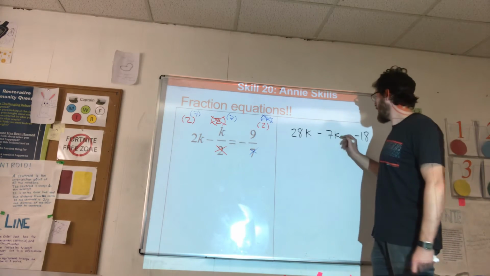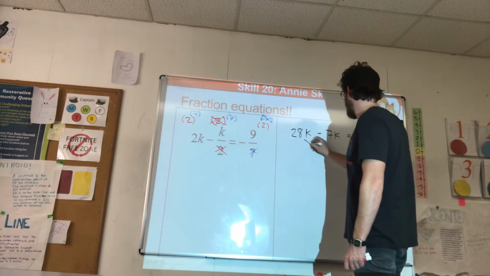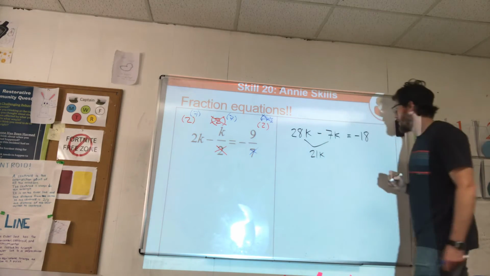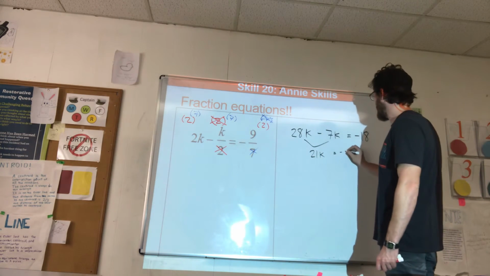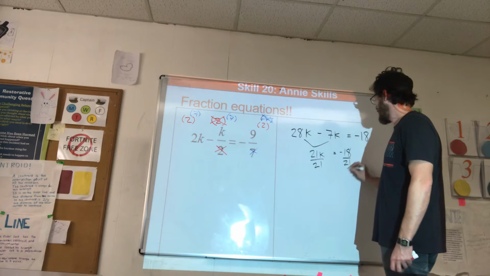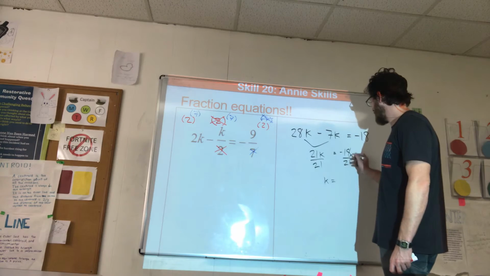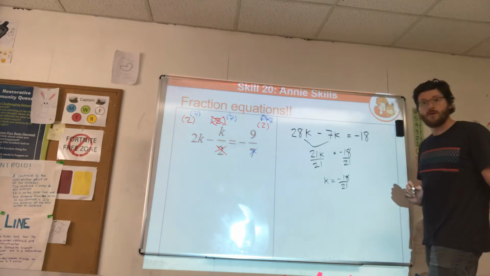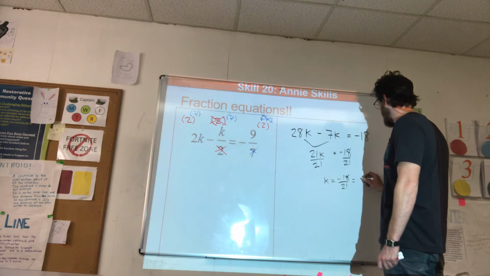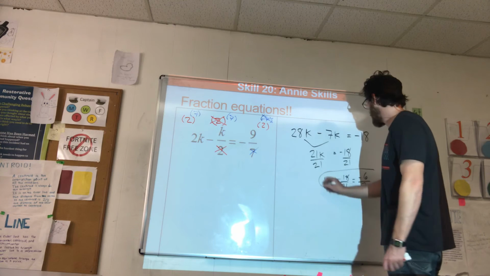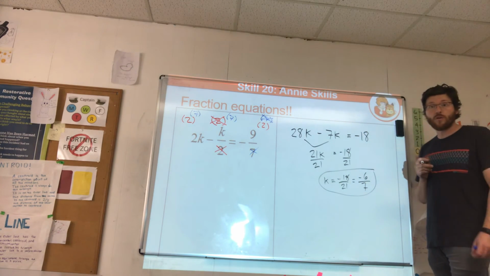Okay, 28k minus 7k is just combining like terms. That leaves us with 21k. And then over here, we still have negative 18. Divide by 21. And this problem is going to give us k is equal to negative 18 over 21. And if you want to reduce that fraction, we can end up with negative 6 over 7. Okay, either one of those answers will work out just fine.